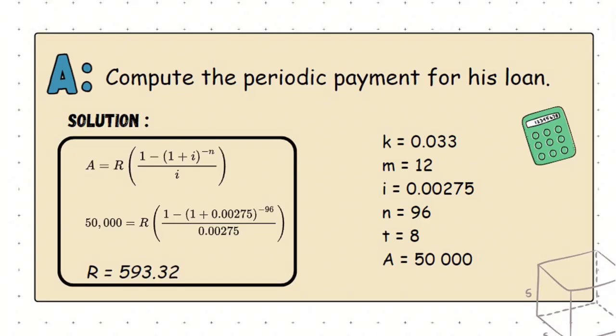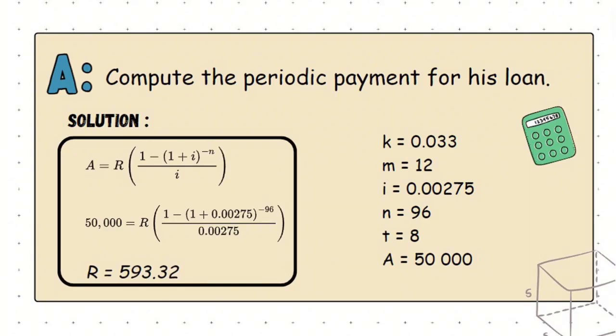For the K, it is 0.033 after we multiply it with 100%. For the M, it is equal to 12 because it was compounded monthly. For the I, it is K over M, so it will be equal to 0.00275, and for the N, it is M times T, so it is equal to 96, and T is the time period, so the time period is 8 years. And for the A, it is 50,000 ringgit.